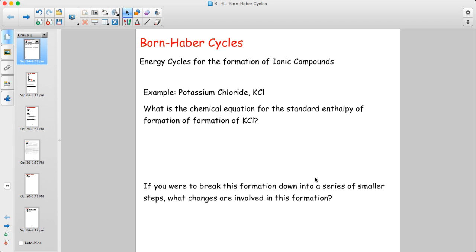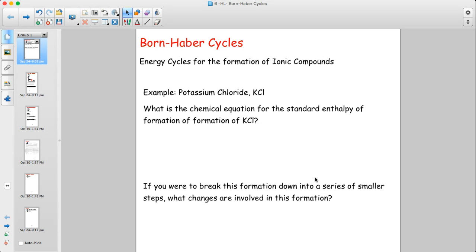Okay, Born-Haber cycles are pretty much the culmination of everything having to do with Hess's law and energy cycles. They are really complicated energy cycles for the formation of ionic compounds. And it's really best explained by looking at an example. So in an effort to not use sodium chloride, again, as the ionic compound, we will use potassium chloride to be a little bit different.